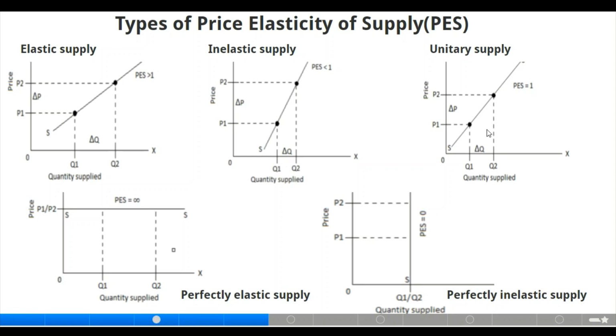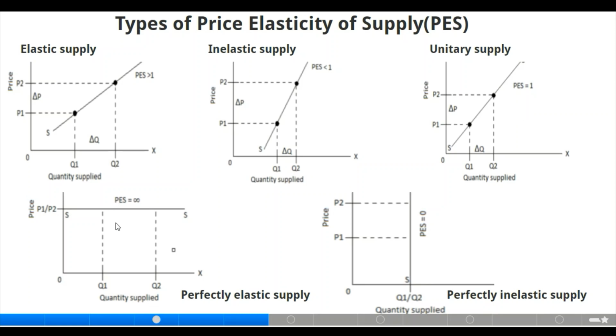Now, moving to the next type of price elasticity of supply, we have the unitary supply, or unit elasticity of supply. Unitary supply means when the change in price causes an equal percentage change in the quantity supplied. That is, our PES will be equal to 1.